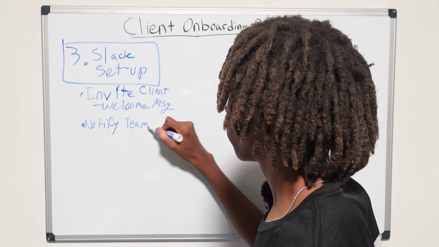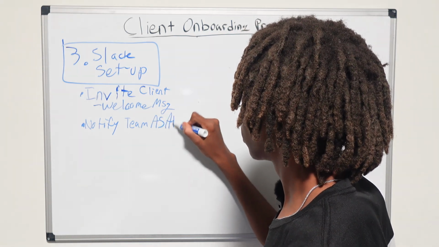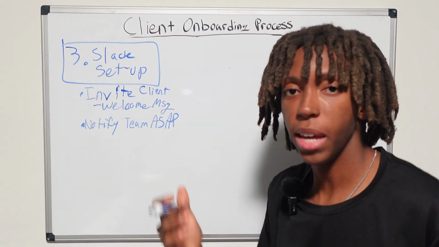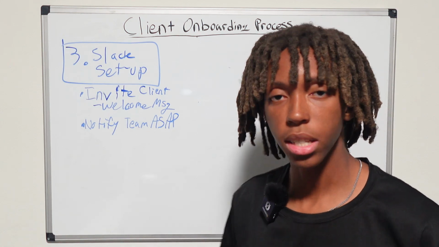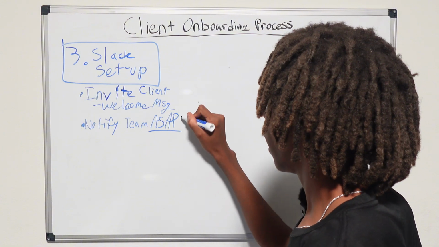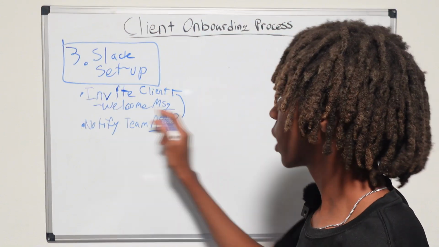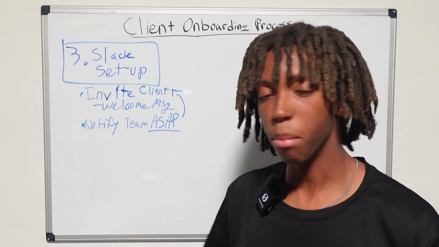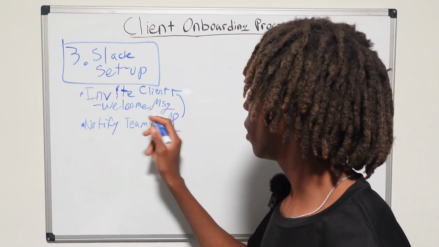Notify team ASAP. This is going to be via an email, or it can even be SMS. With High Level, you can do all of this stuff. So notify team ASAP that a new client has joined the Slack channel and that they need onboarding ASAP. So the team's going to be notified and the client is going to be in the Slack channel.